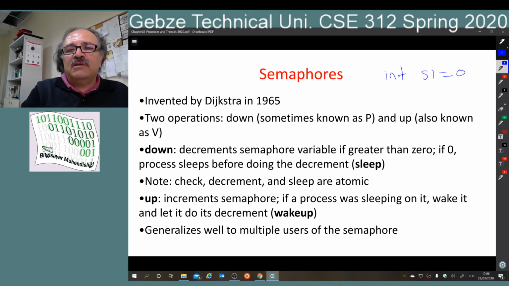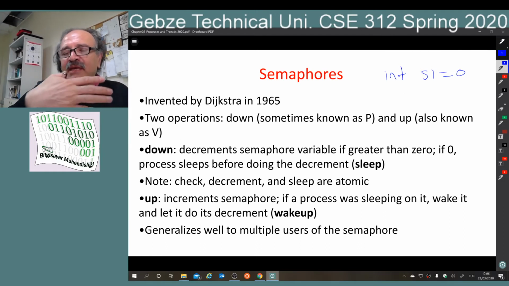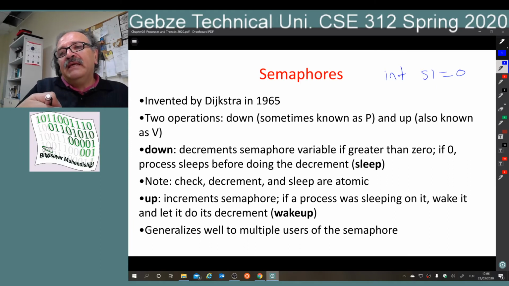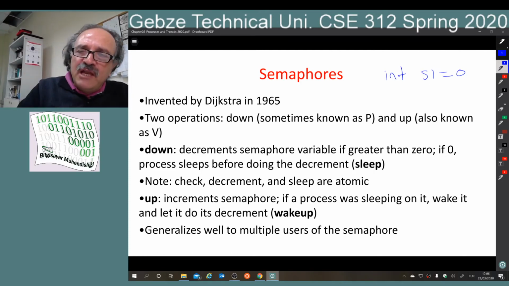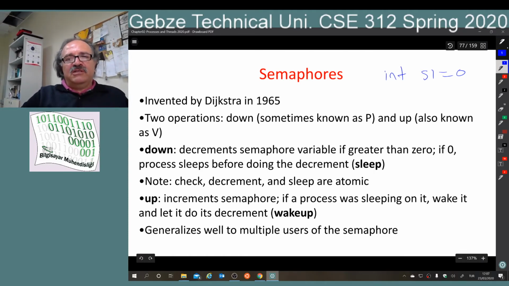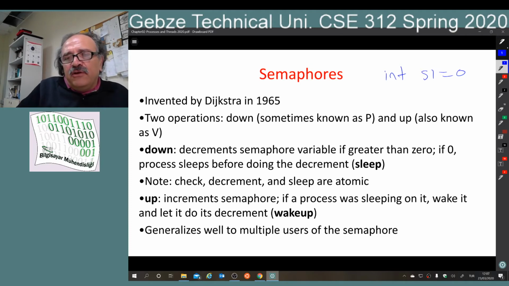But I don't increment or decrement these using the regular operators. I ask the operating system to decrement and increment it. So you need to make a system call, or ask your threads library to do the incrementation and decrement. What does down do? Down decrements the semaphore variable if it is greater than 0. If it is 0, it does something else. If it is greater than 0, let's say its value is 5, it just decrements it. That's it. If the value is 0, it goes to sleep before doing the decrement. Since it is 0, it's not going to decrement it.